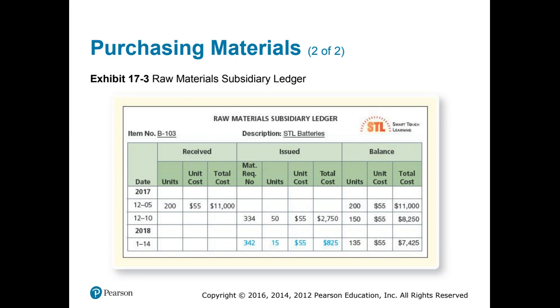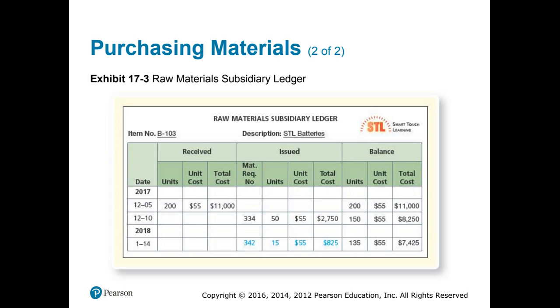This is the raw materials subledger or subsidiary ledger. So here we've got the use of a subsidiary ledger allows for better control of inventory because it helps to track each type of material that's used in production.